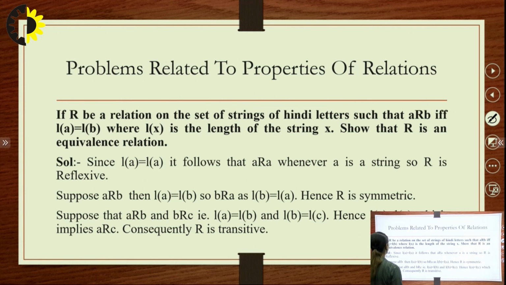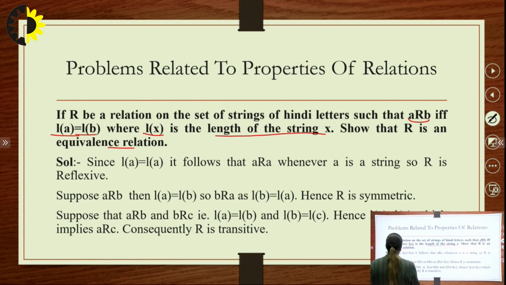Next is, if R is a relation on the set of strings of Hindi letters such that A is related to B if and only if length of A is equal to length of B, where l(x) is the length of the string x, show that the relation R is an equivalence relation, right? Now, length of A will always be equal to length of A.